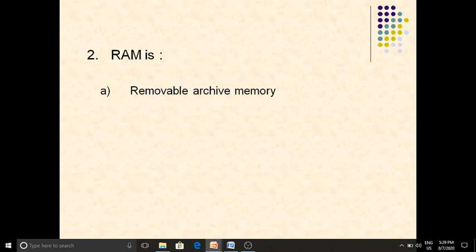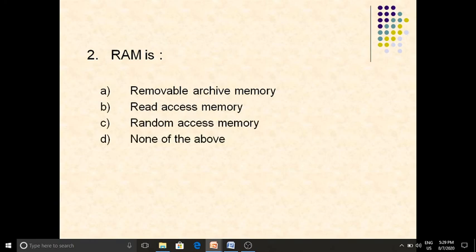Now let us move to the next question. RAM. What is RAM? He has given four options: removable archive memory, read access memory, random access memory, none of the above. So what is the answer here, students? RAM, random access memory. The full form of RAM is random access memory.